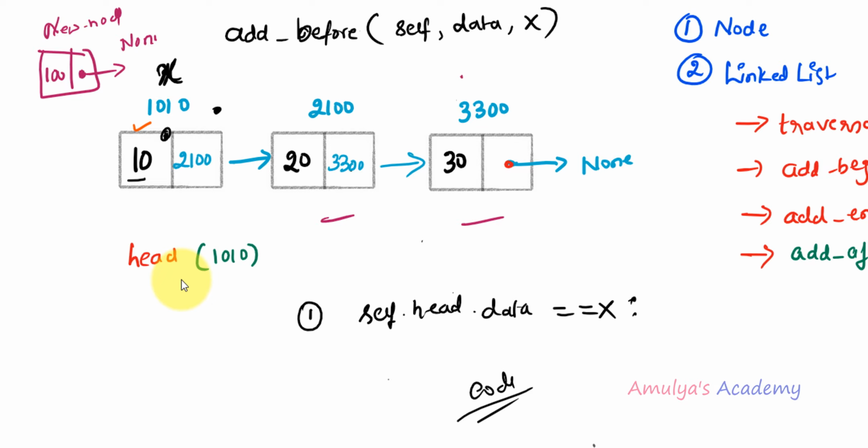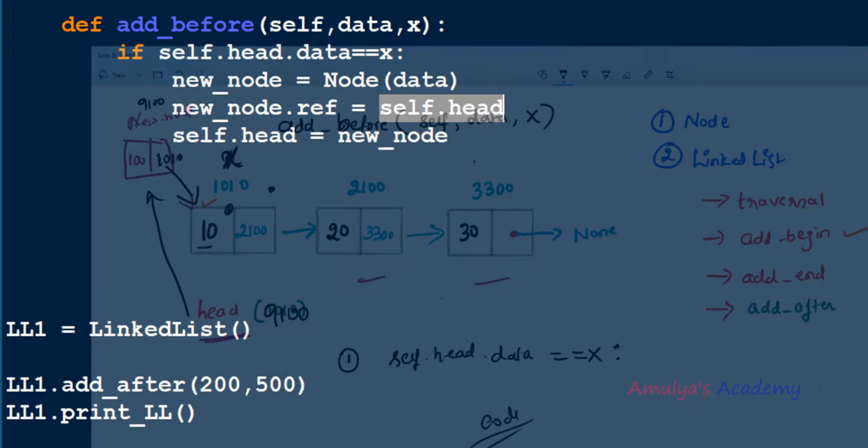You need to change the reference of this to here. This was the first node of the linked list, and its reference was stored in the head. That's why we'll take new node dot reference is equal to self.head. Whatever reference is stored in the head, assign it here. So it will become 1010 and it will point here now. Next, the new node is the first node of the linked list, so you need to point head here, right? Self.head is equal to new node 9100. You need to store that in the head. In this way, adding the element at the beginning works. That's why I wrote this code.